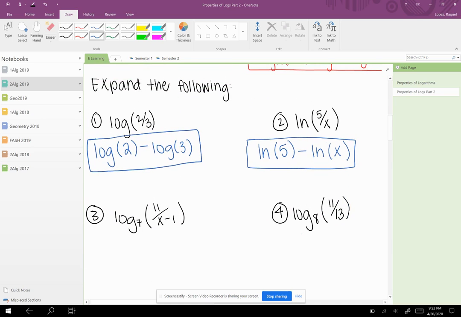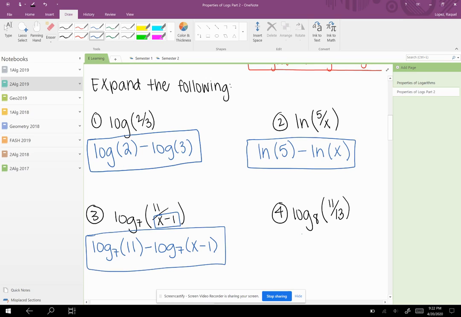For number 3, same thing. I'm going to take log, but this one has a base 7, so I'm going to write 7 there. The first one's going to be 11 because that's in the numerator, minus log base 7. Now what I'm going to write inside parentheses here is everything that's in the denominator. So x minus 1 is your whole denominator, so that whole thing is going to go into that second log. And that's it. That's the expanded version.